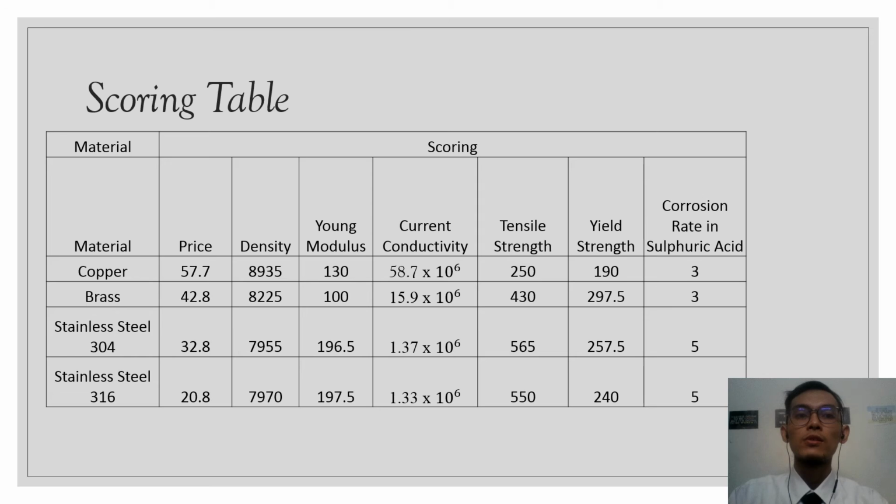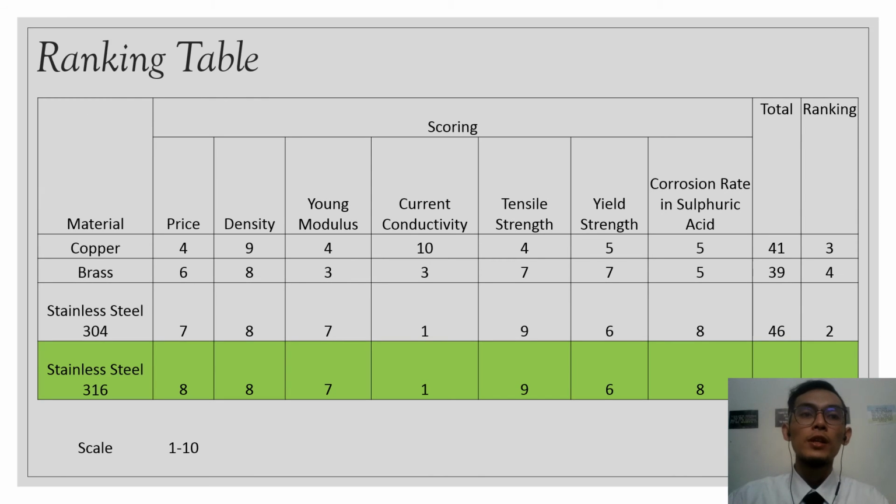Next is the scoring table. The purpose of the scoring table is that we want to know the exact value of the criteria that we measure. To do that, just take the minimum and maximum value from each criterion and divide it by 2. After we have done the scoring table, we will rank the materials on a scale of 1 to 10 based on the criteria that we obtain from the scoring table.